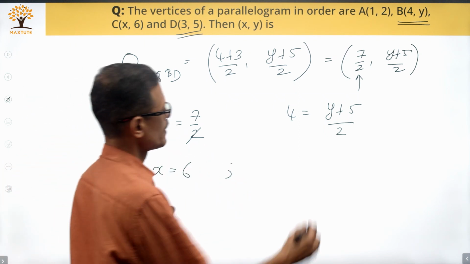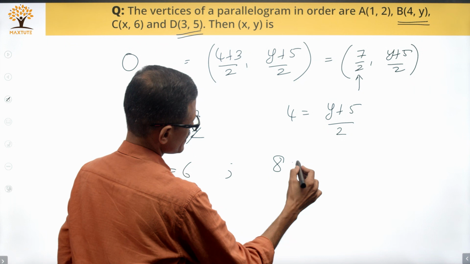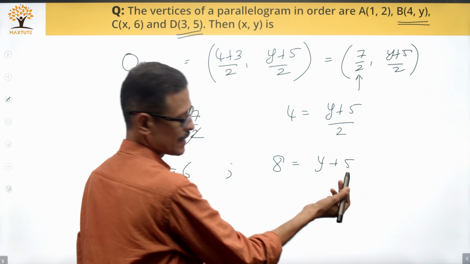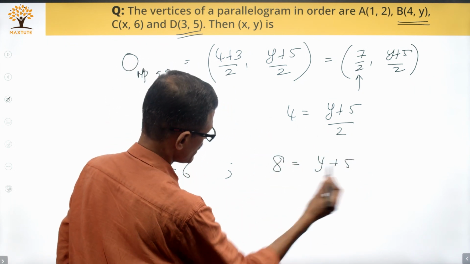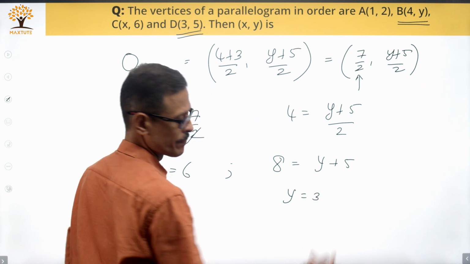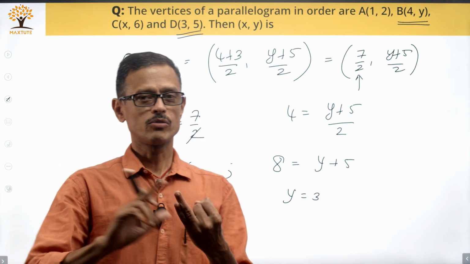One part done. Cross multiply this 2. 8 is equal to y plus 5. Take the 5 to the other side. We will make 3 equal to y, or y is equal to 3. So, the value of x is equal to 6. The value of y is equal to 3.